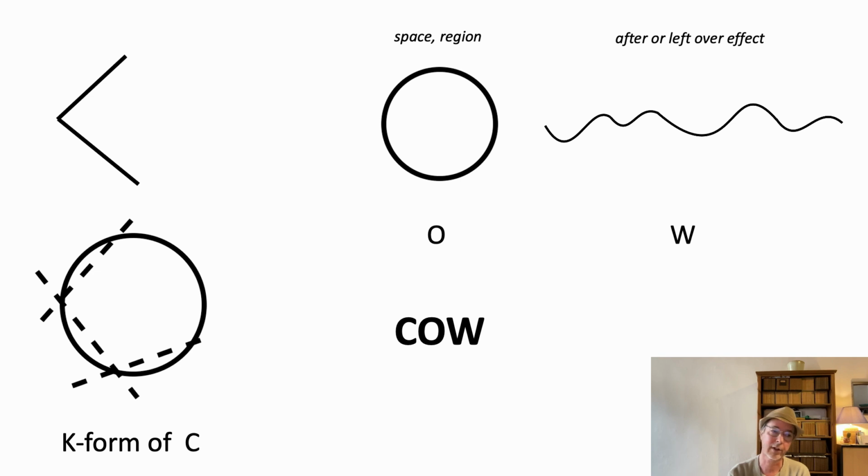So that's the first letter we already have, the K form, there will be a K form of the C. The second letter is written as an O, so we will use the written letter first. So it's always a space, a region somewhere, and the W is always a kind of leftover effect. Here you have the form which expresses this W very well.